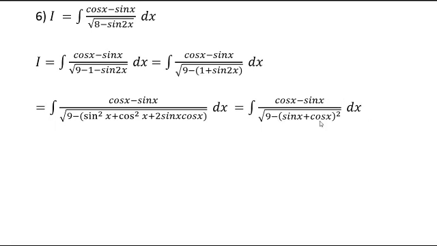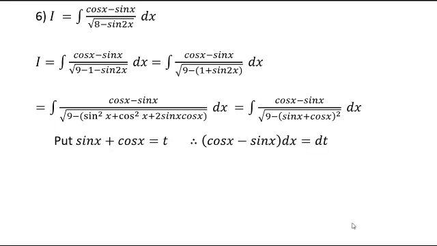Derivative of sin x is cos x and derivative of cos x is minus sin x. Now I will make substitution. What substitution? Sin x plus cos x is equal to t. So we put sin x plus cos x is equal to t. Cos x minus sin x dx becomes dt and our problem will be converted into dt upon root 9 minus t square. So it is 1 upon root of a square minus x square is equal to sin inverse x upon a. So here sin inverse t upon 3. A is equal to 3. This 9 is 3 square. Okay, now just substitute for t. T is equal to sin x plus cos x.